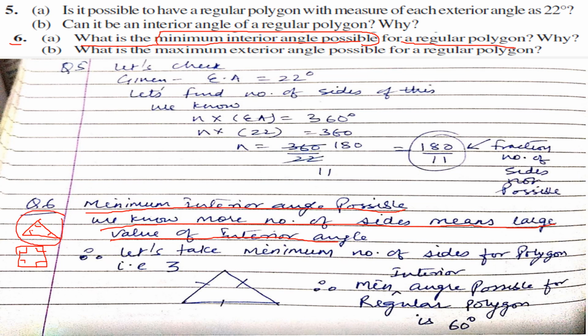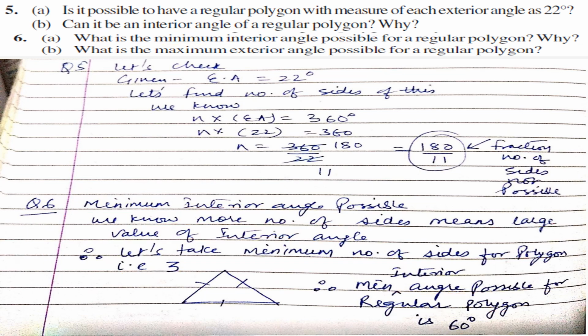Yes. So we can say, let's take the minimum number of sides for a polygon, that is 3. This is the case, and we all know what the angle of a regular triangle or an equilateral triangle is. Yes class, it is 60 degree. So we can say the minimum interior angle possible for a regular polygon is 60 degree. Okay, I hope you got this.